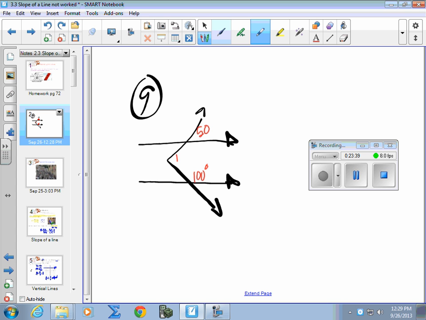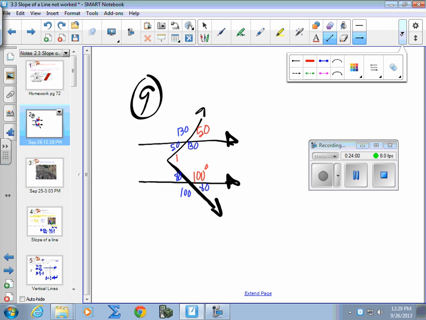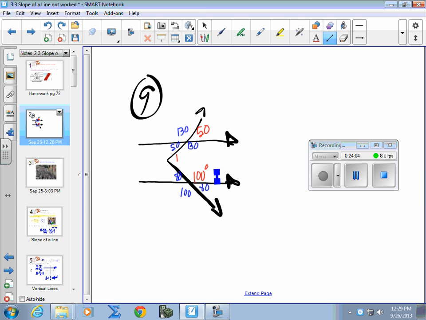I know that that's 50, this is 50, this is 130, that's 130. That's 100, this is 100. And that makes 80, and this is 80. And you're not going to use all this information, but I would write it down. The next thing you need to do is draw yourself a line. So let's look at some lines. We'll draw this line right here, from here to here.